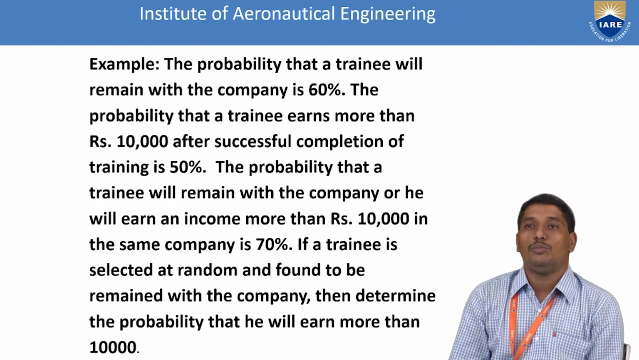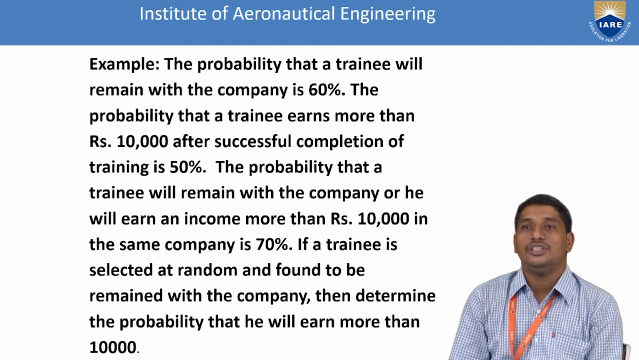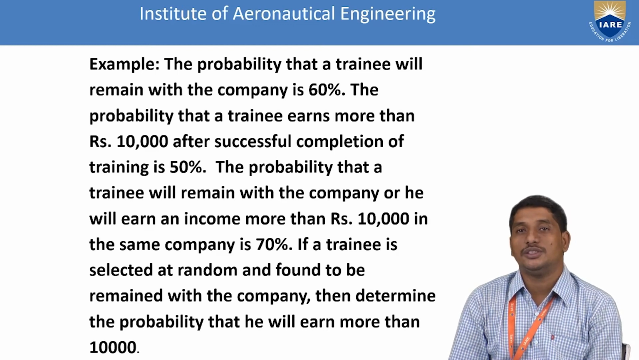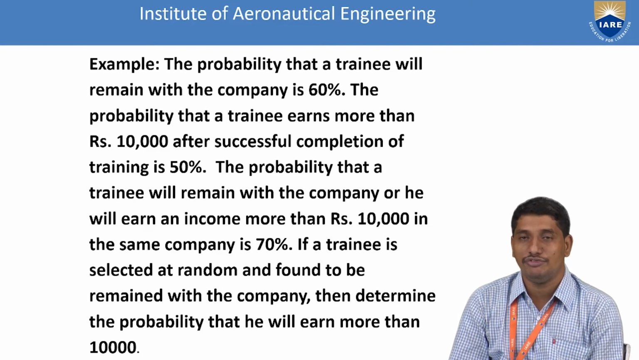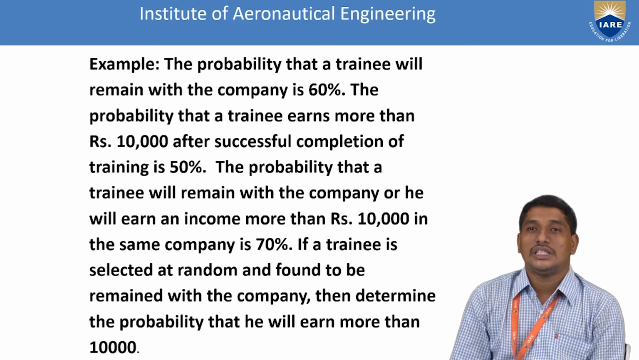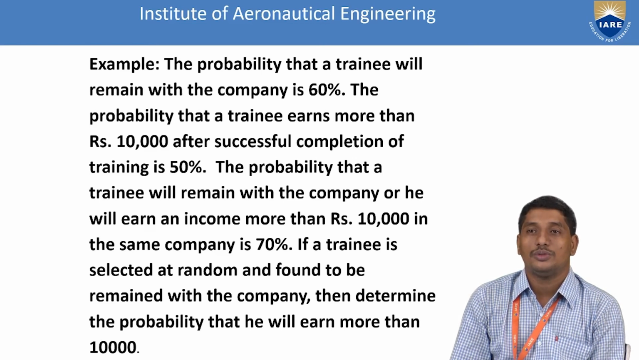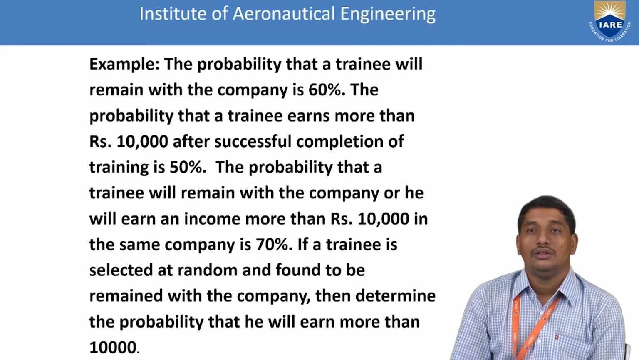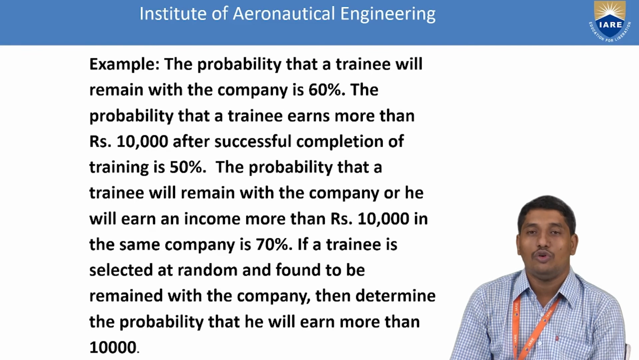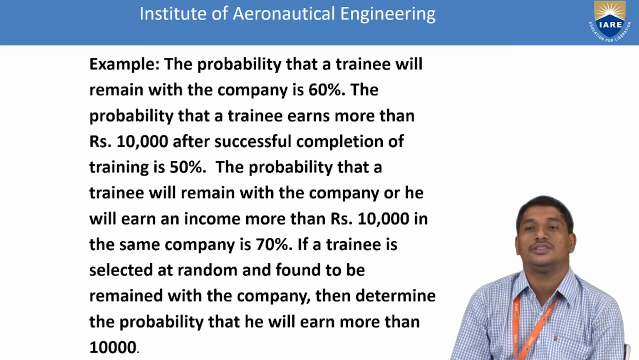Another problem: the probability that a trainee will remain with the company is 60%. The probability that a trainee earns more than 10,000 rupees after successful completion of training is 50%. The probability that a trainee will remain with the company or earn an income of more than 10,000 rupees in the same company is 70%. If a trainee is selected at random and found to have remained with the company, then determine the probability that he will earn more than 10,000 rupees.